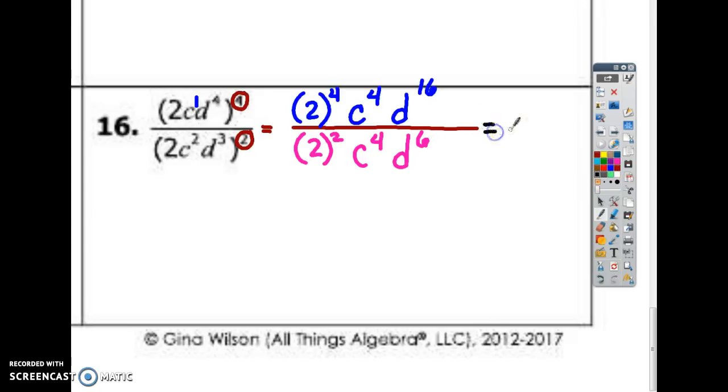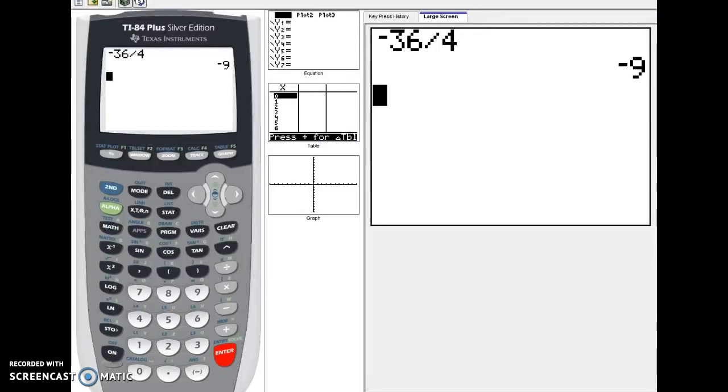Okay, so let's reduce it. What's 2 to the 4th power and what's 2 to the 2nd power? We need to figure that out in the calculator. So, parentheses, 2, close parentheses, to the power. We're going to use this one. To the power of 4.